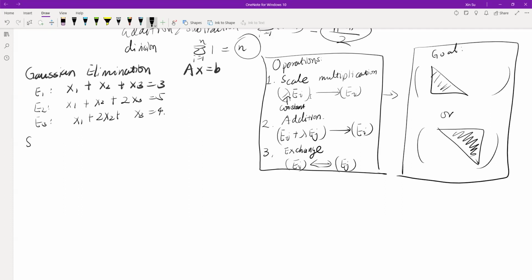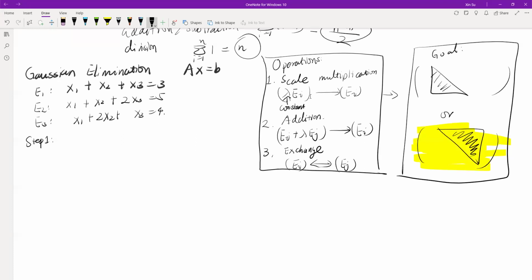let's see. So for step 1, I'm going to use row 1. Actually, I'm going to get this one. My goal for this Gaussian elimination is to get this upper right triangular. And so for step one, the idea is easy. I'm going to get this part to be 0, get this part to be 0.